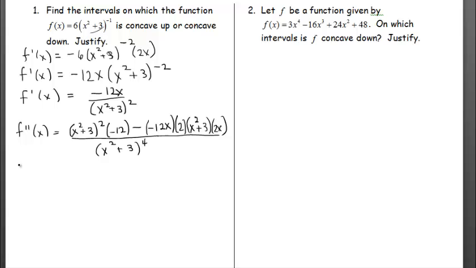So let's do some cleanup. Distributing this negative through, it looks like we're going to have a positive. Let's see, 2 times 2x times 12x. So 2 times 2 times 12 will be 48x squared times x squared plus 3.